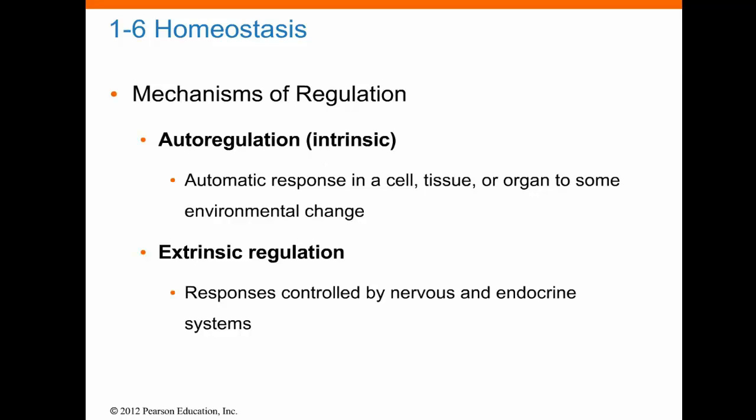So the body's able to regulate homeostasis through auto-regulation and through extrinsic regulation. Auto-regulation automatically responds with cells and tissues, and then you have extrinsic regulation, which is controlled by the nervous system and the endocrine system. The endocrine system is involved in the excretion of hormones which enter the bloodstream and can affect organs.